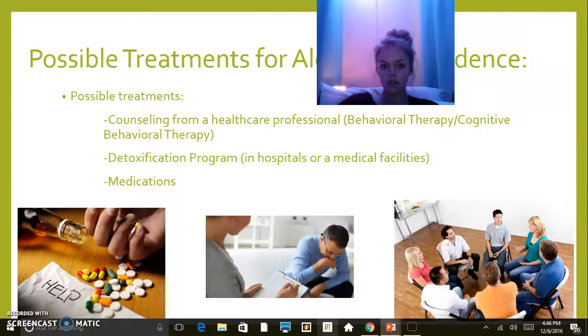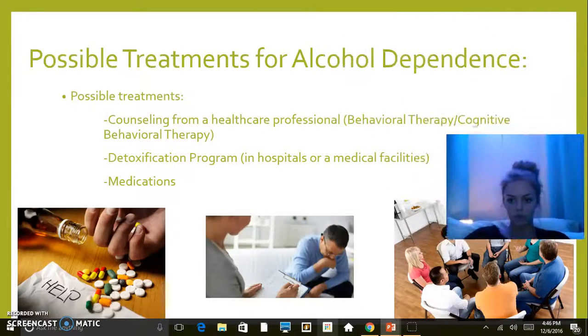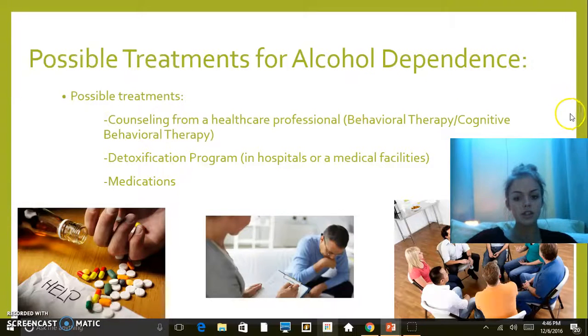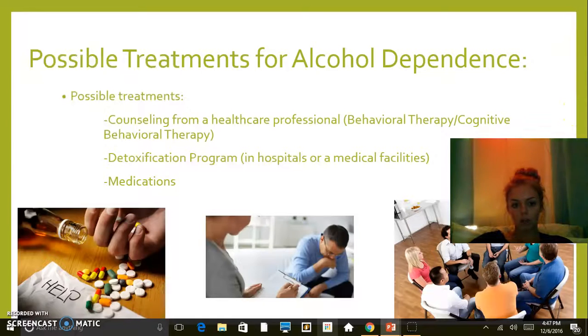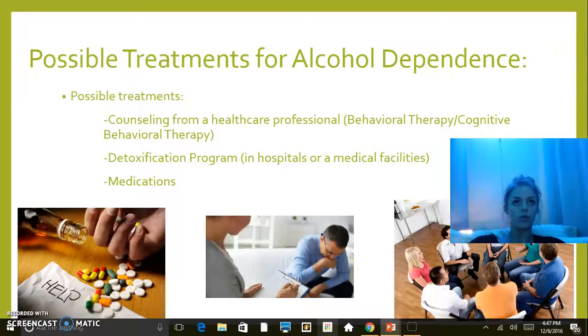So next, the possible treatments for alcohol dependence. The possible treatments include counseling from a healthcare professional, behavioral therapy or CBT, cognitive behavioral therapy, a detoxification program, which are typically held in hospitals or medical facilities, and then you can also be prescribed medications for an alcohol problem.